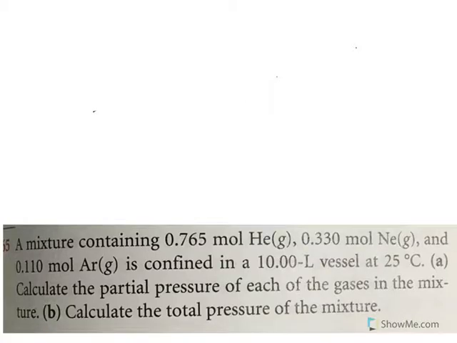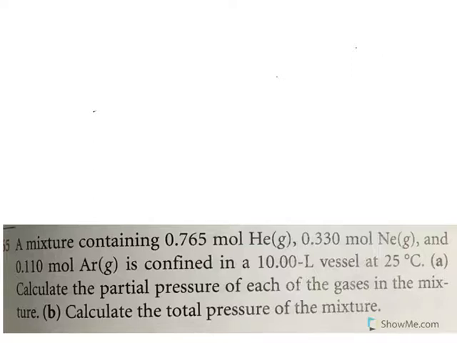So let's consider the problem that we have below. A mixture containing 0.765 mole of helium, 0.330 mole of neon, and 0.11 mole of argon is confined in a 10-liter vessel at 25 degrees Celsius. Calculate the partial pressure of each of the gases in the mixture, then find a total pressure.